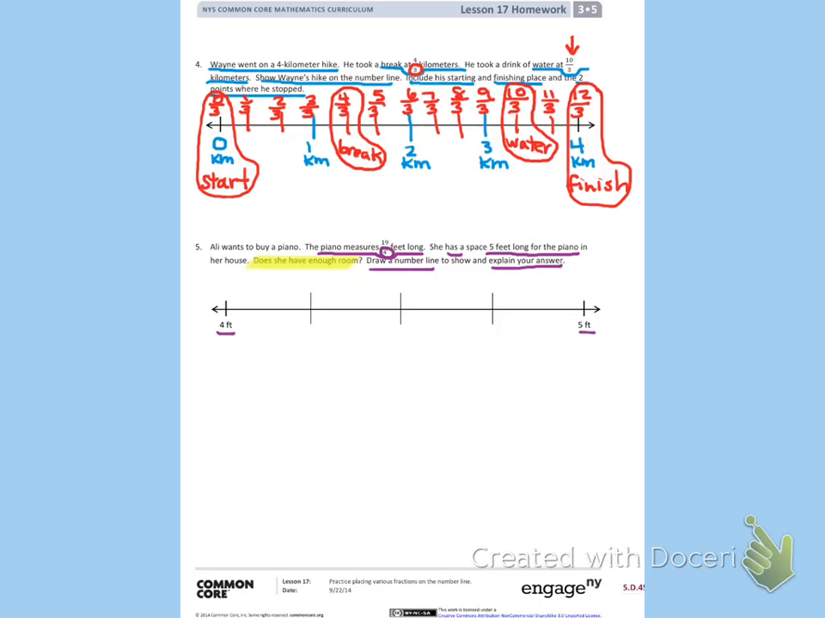Now I have to figure out what fraction is the same as 4 feet. Well, I know that there are 4/4 in 1 foot, another 4/4 in 2 feet, another 4/4 in 3 feet, and another 4/4 in 4 feet. So that's 4, 8, 12, 16 fourths. I'll label that here.